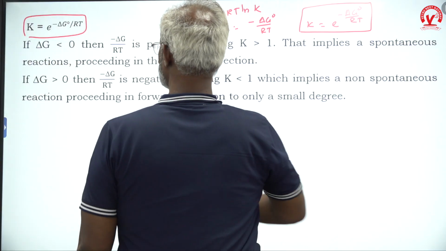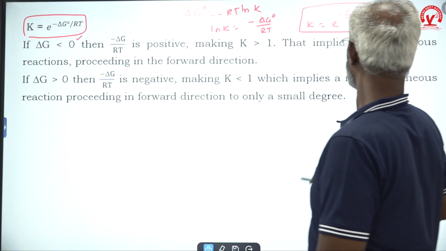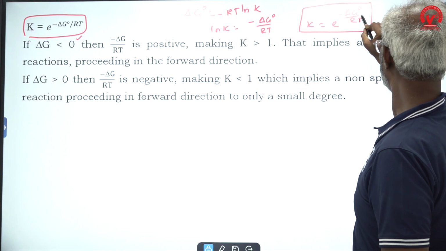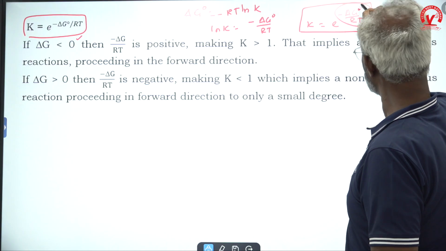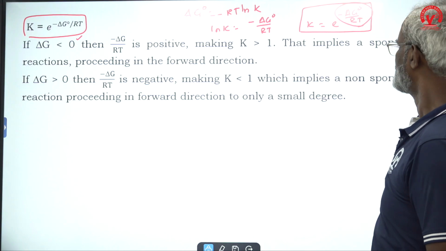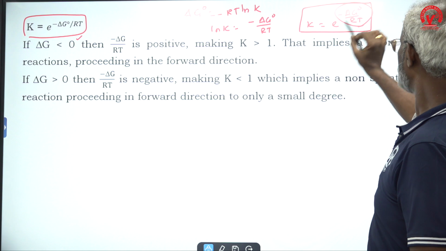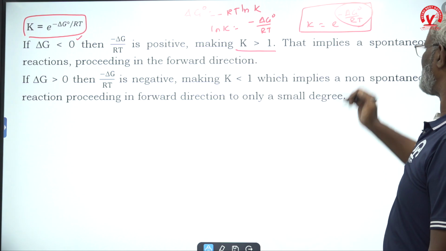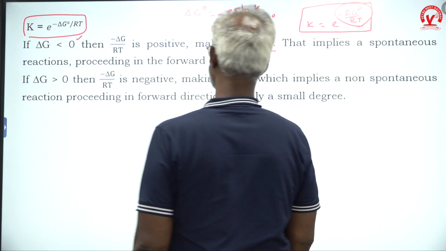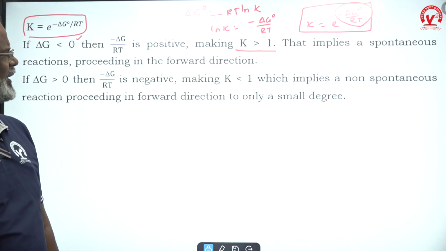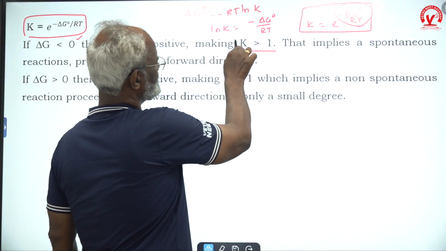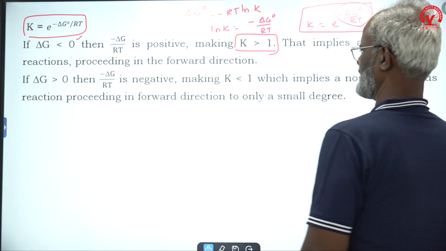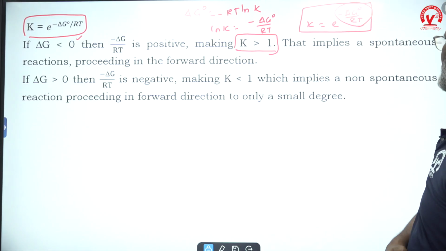In this equation, if delta G naught is negative, then the overall term becomes positive, because minus of minus becomes positive. That means e power a positive value, so K will be more than 1. That implies that the reaction is proceeding in the forward direction, because K greater than 1 means the products are more than the reactants.